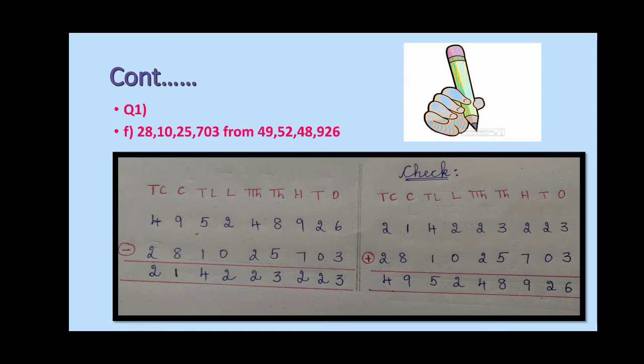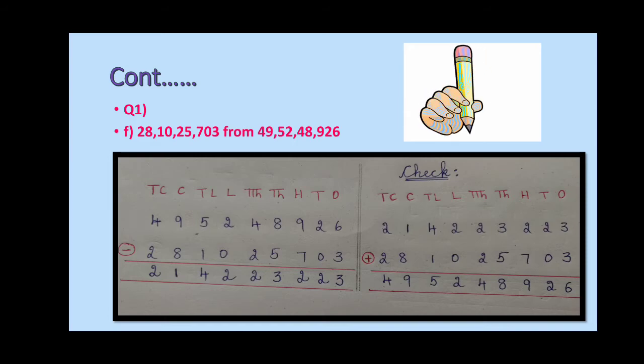We have to add the difference and subtrahend. Subtrahend is the lower number, right? When you add this, what should you get back? You should get back the minuend. Am I clear, children? Now your difference is 21 crores 42 lakhs 23,223, and the subtrahend, both to be added. When you are adding this, you are getting 49 crores 52 lakhs 48,926. Is that your minuend? Yes, absolutely. So what do you conclude? Our subtraction is 100% correct.